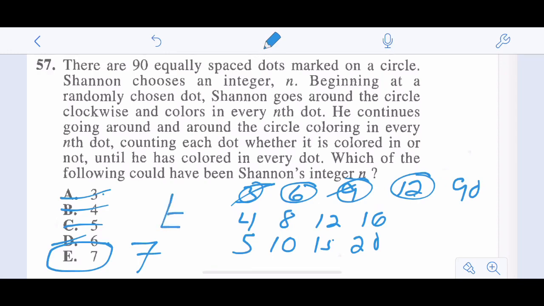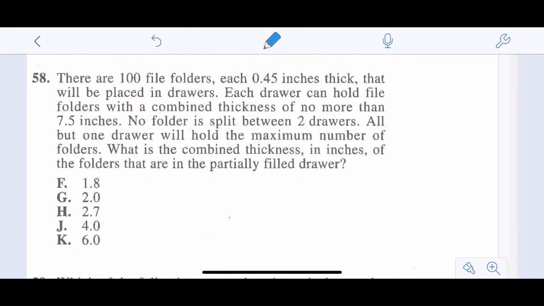So questions like number 58 are annoying because of what you have to figure out to get it right at the end of the test. So there are 100 files in file folders. Each one is 0.45 inches thick. They will be placed in drawers. Each drawer can hold folders with a combined thickness of 7.5 inches. No folder is split between 2 drawers. All but one drawer will hold the maximum number of folders. What is the combined thickness of the partially filled drawer?